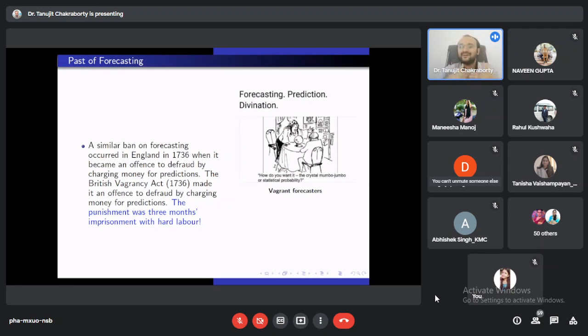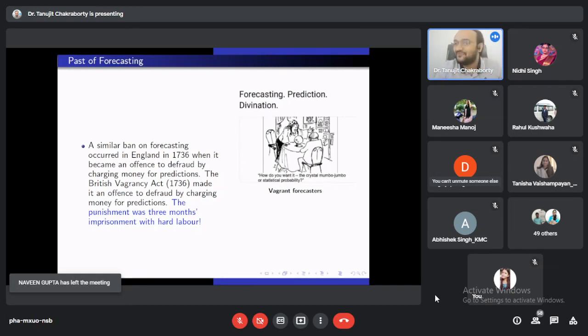And then it got enhanced. Let us come to the 18th century, when a similar ban on forecasting occurred in England in 1736, when it became an offense to defraud by charging money for predictions. Right now in India, even if you go to some places, we see a lot of advertisements of people who will tell your future by taking some money, those astrologers and so on. But back in 1736 in England, it had been banned. That is known as the British Vagrancy Act of 1736, which made it an offense to defraud by charging money for predictions. The punishment at that time was 3 months imprisonment with hard labor.